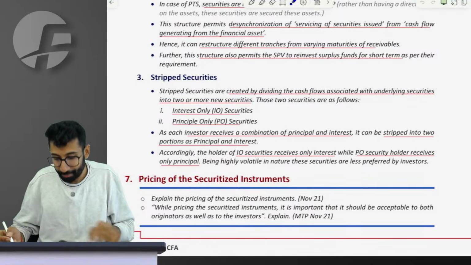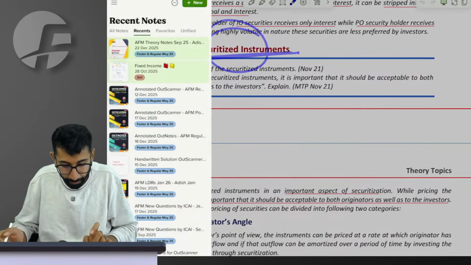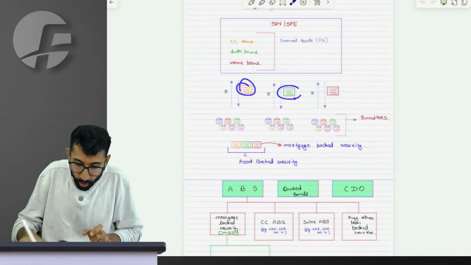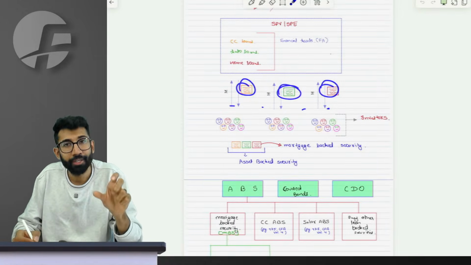I hope people in the class are able to explain the pricing of securitized instruments. Sir, when these securities are issued, at what price will they be issued? The language of the Institute here is a bit difficult.